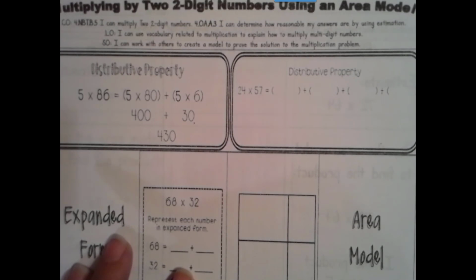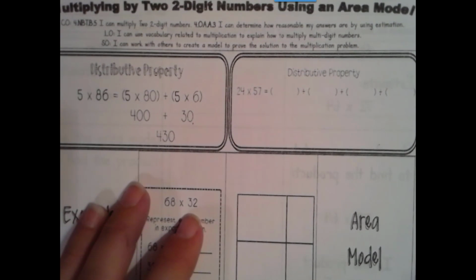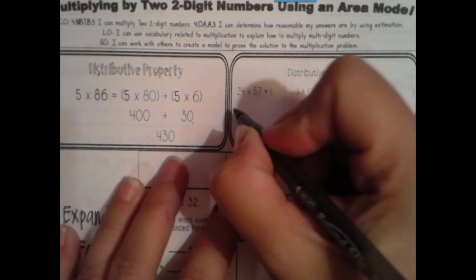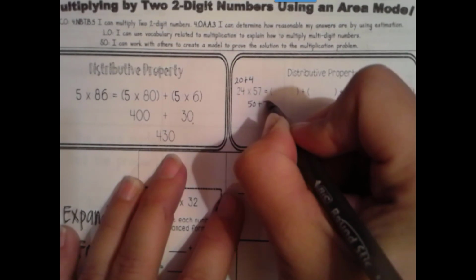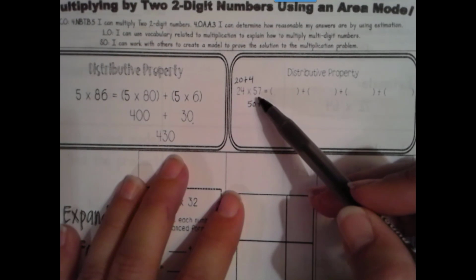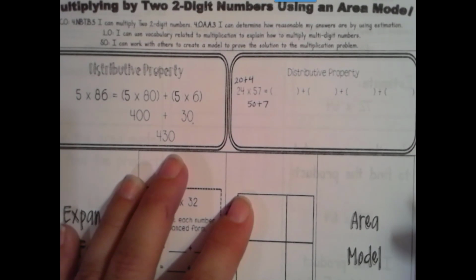Now this is called the distributive property. In high school you use this property, but you have letters in there. It's the same idea. They like to use the acronym FOIL to help you remember what to multiply where. But the idea here is breaking this apart into, I'm going to write this one above, 20 plus 4 and 50 plus 7. Because I don't know my 24s, I don't know my 57s, but I can do 20s and I can do 4s. I can do 50s and I can do 7s.